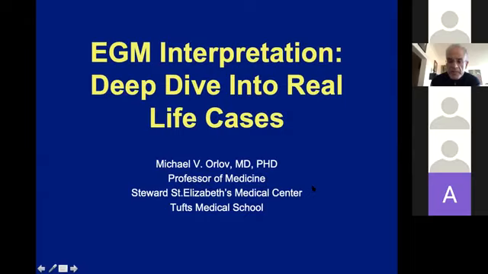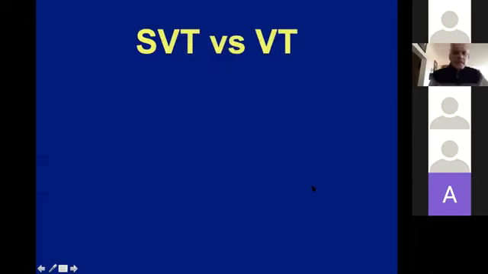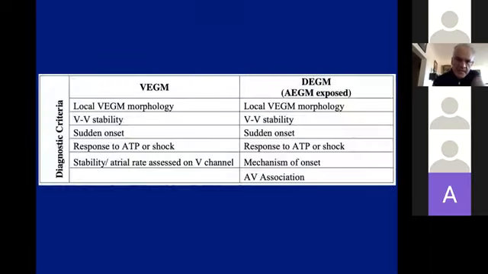I tried to subdivide it into several groups of questions that you can answer when we're interpreting electrograms. One of the key things is differentiation between SVT and VT. We have investigated this in the past. We actually did a study on how well fellows do differentiating between SVT and VT. This paper was published a couple of years ago in Heart Rhythm Journal.